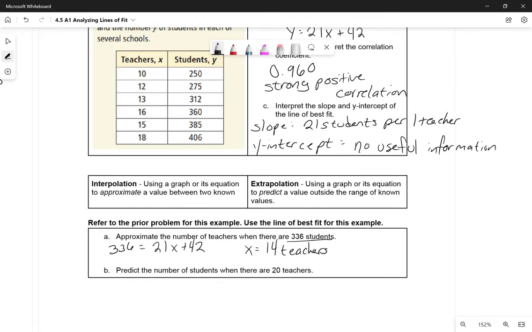And in B, it is asking us to predict the number of students when there are 20 teachers. So we're going to do some extrapolation to predict. Teachers is our x variable, so we need to substitute in 20 for x. We're going to see how many students there would be using our line of best fit equation. Using a calculator off screen, we get that there are 462 students when there are 20 teachers.